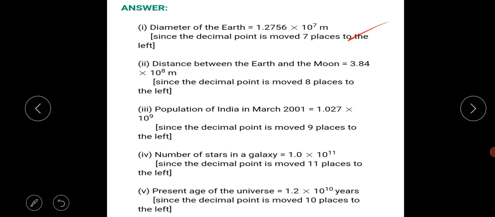In the next, the decimal is moved 8 places to the left, therefore 3.84 into 10 to the power 8 meter. In the next one, the decimal is moved 9 places to the left, therefore 1.027 into 10 to the power 9. In the fourth one, number of stars in a galaxy, the decimal is moved 11 places to the left, therefore 1.0 into 10 to the power 11. And the present age of universe is 1.2 into 10 to the power 10 years.